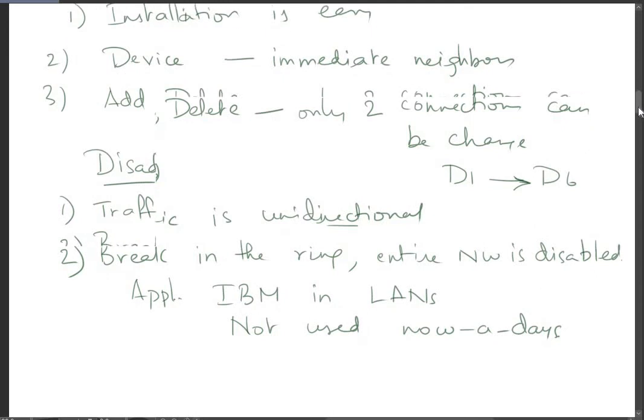We'll see the last topology, that is the hybrid topology. By the name we can understand that it is a combination of two topologies. Here we use the star topology. Hybrid topology is a combination of star topology plus the bus topology. We'll see the physical structure of this hybrid topology.